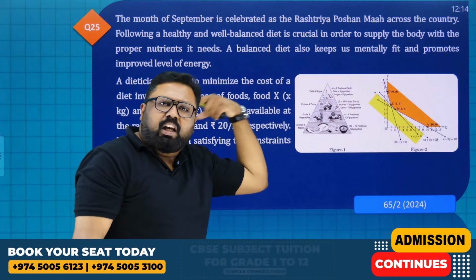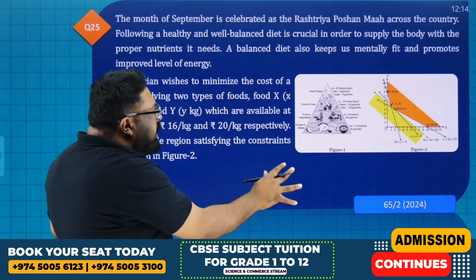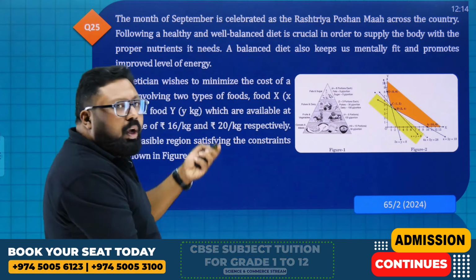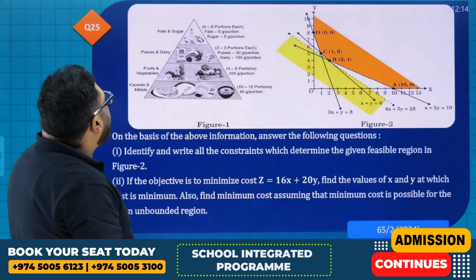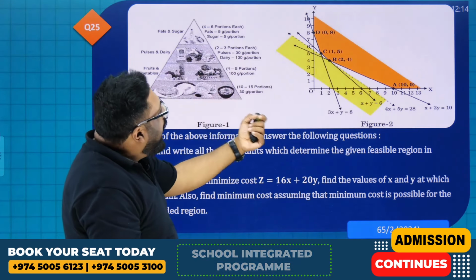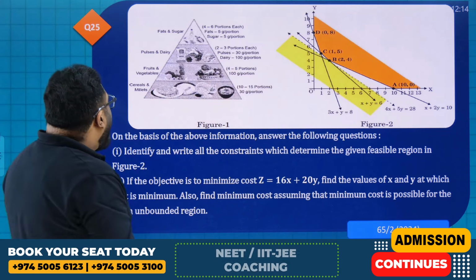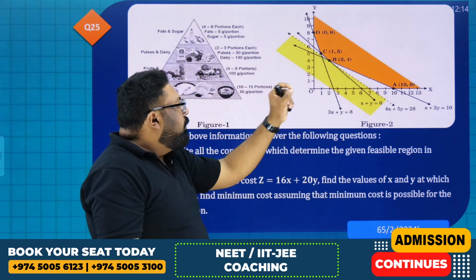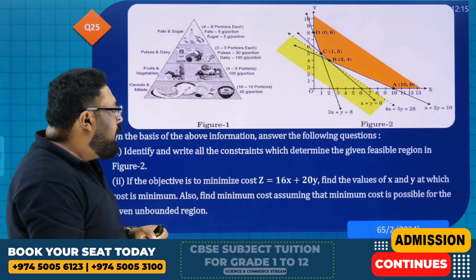You don't have to plot the graph. It's given to you. The complete story is explained. The graph is given to you. You just got to answer the question. So we'll move on to the questions, my dears. Look at this. On basis of the above information, answer the following questions. Identify and write all the constraints which determine the given feasible region.